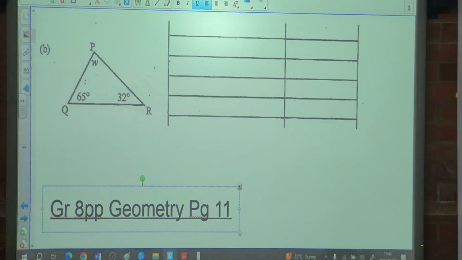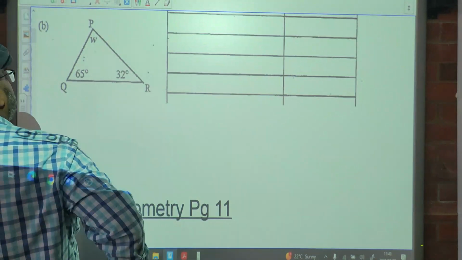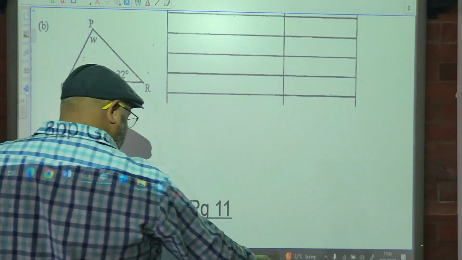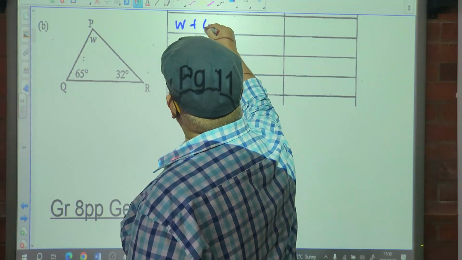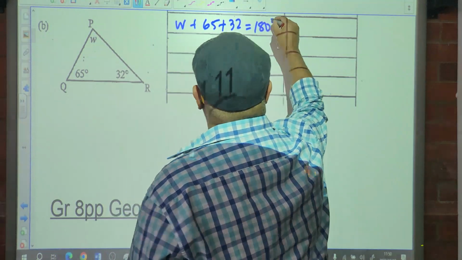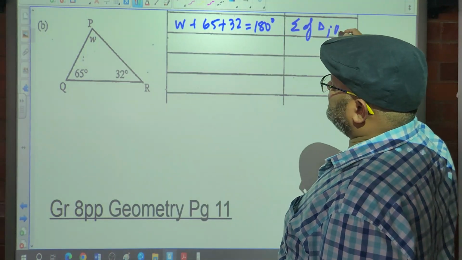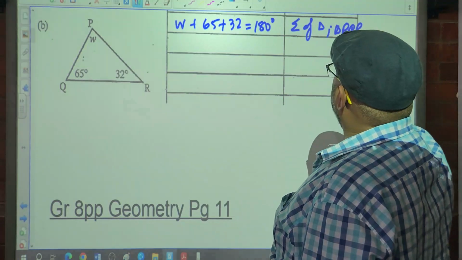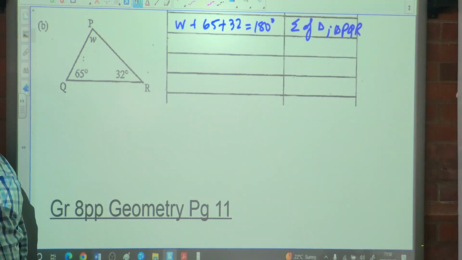So you're on page 11. So how do we solve for w? w plus 65 plus 32 is equal to 180 degrees. Why? Sum of triangles in this triangle PQ. Okay. Any confusion?